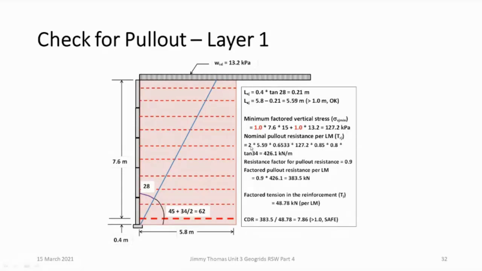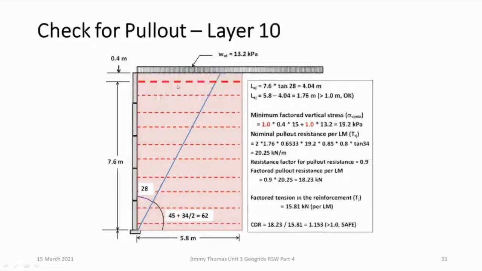So we can calculate 2 into the effective length, into the coverage factor, into the vertical stress. Then 0.85, that is the coefficient of interaction value, 0.8 scale effect factor, into tan 34. So we get this load resistance. Then the resistance factor is 0.9, we have to multiply. So the factored pullout resistance is this much. The factored tension we had calculated earlier, so we get this value. So CDR is 7.86. Normally at the bottom we get a very high factor of safety because there is a large vertical stress and large anchorage length. So pullout failure is impossible.